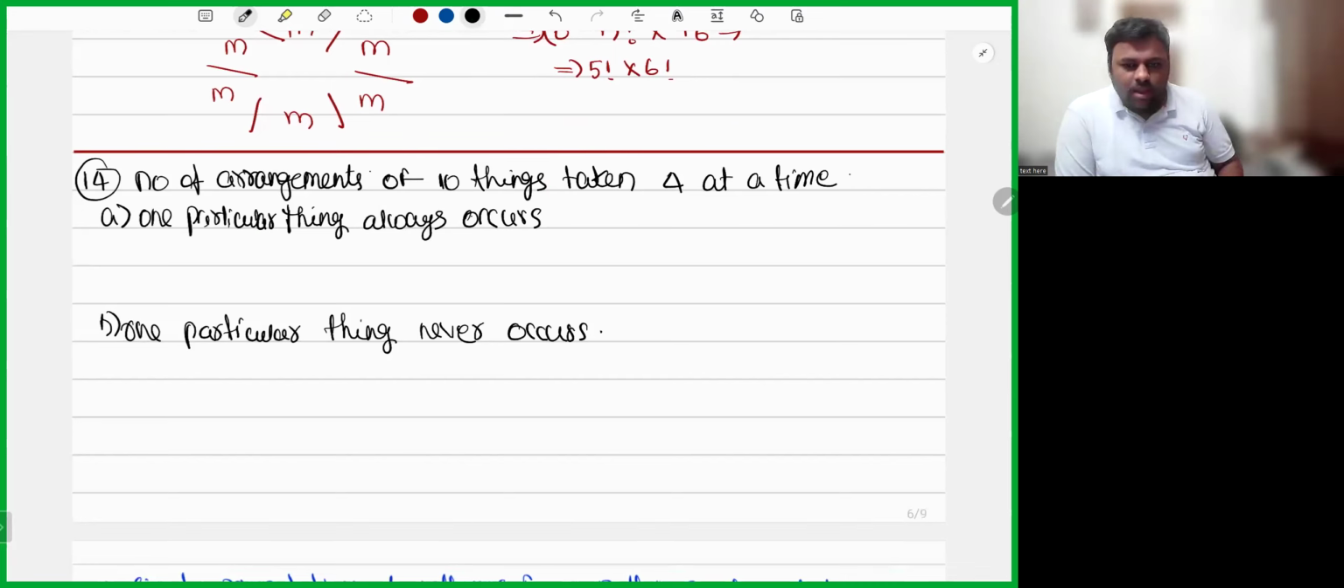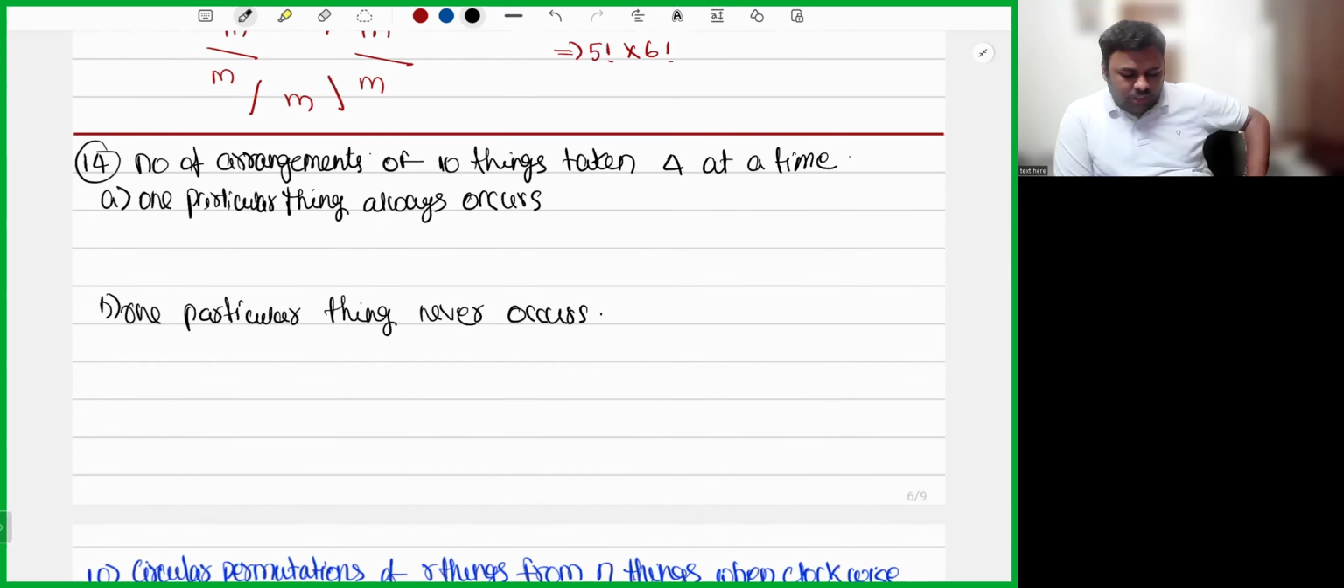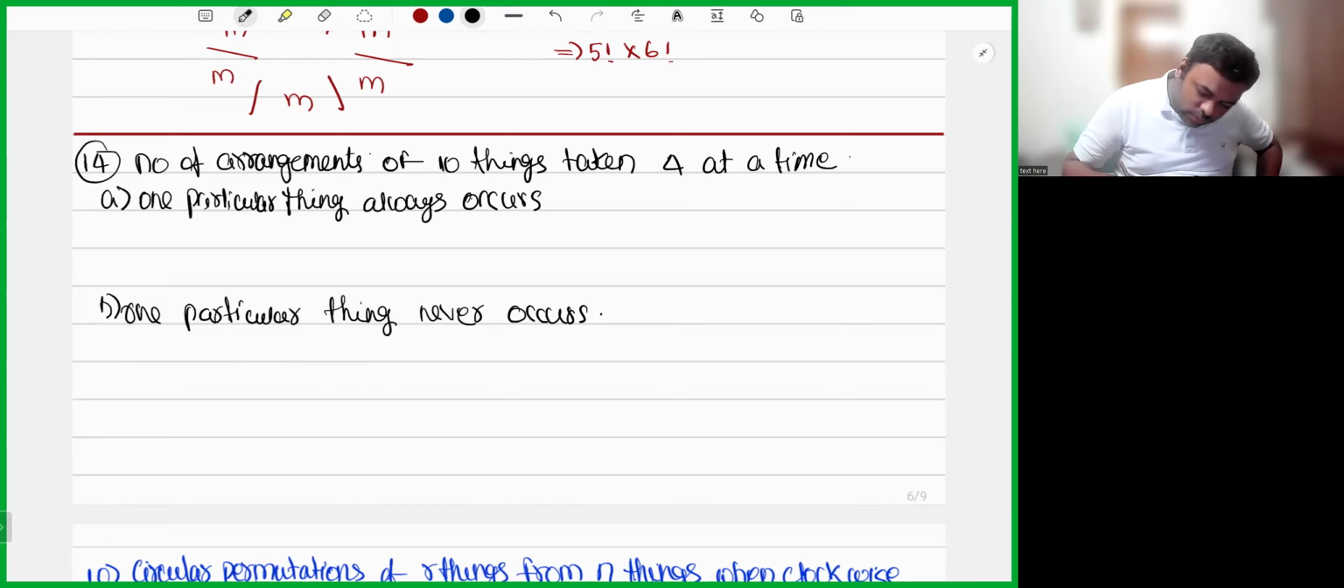The question: the number of arrangements of 10 things taken 4 at a time, in which one particular thing always occurs and one particular thing never occurs. That's the given question. First, let's look into the case where one particular thing never occurs.